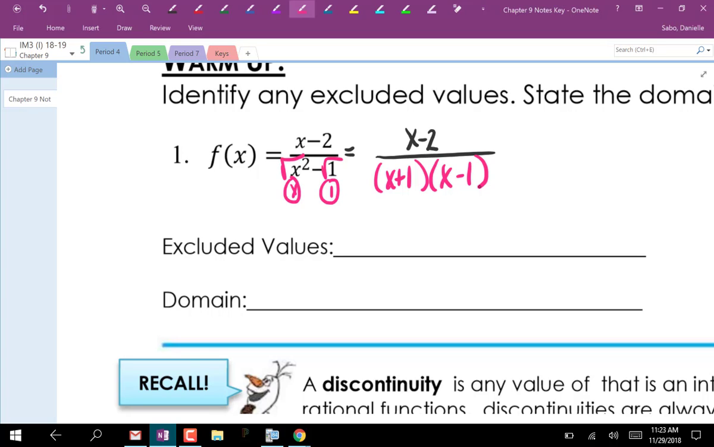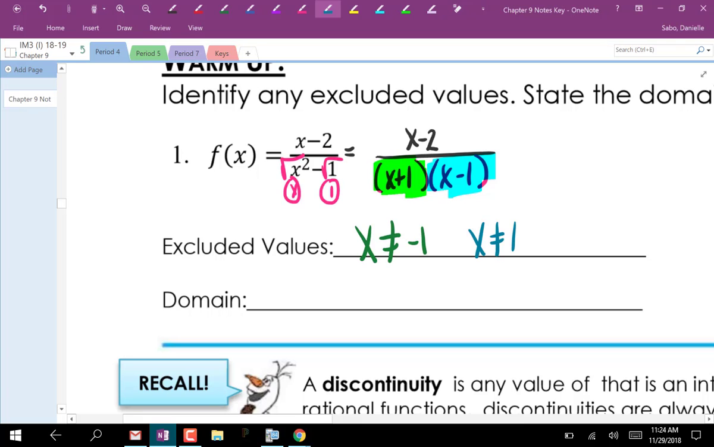Now the excluded values is what makes the denominator equal to 0. So I have this piece in green and I have this piece in blue. So in green, what is my excluded value? What can't x be? -1. Very good. When you set it equal to 0 and solve, it's always just the opposite sign if there's nothing in front of that x like there is here. In blue, what makes that one equal to 0? +1.